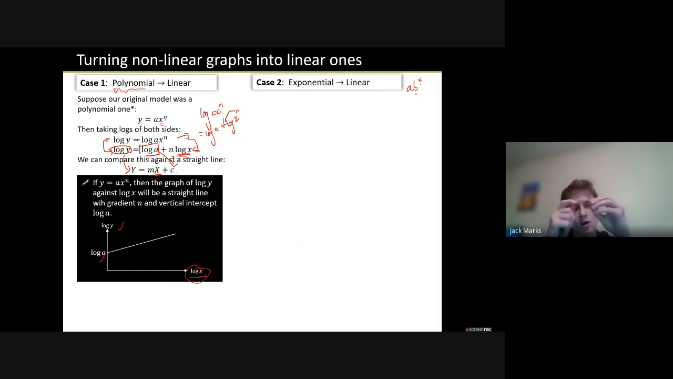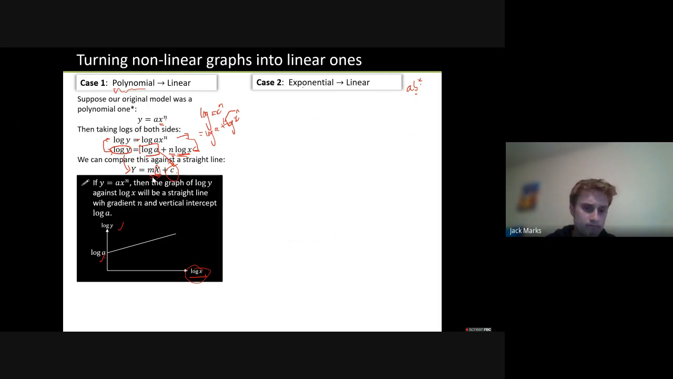So if you take logs for all of these pieces, some of them are just numbers, like log a is just a number. So it fits the form of c. Log x is going to replace x. For your x-axis, you're going to be talking about log x instead of x. And n here is like your coefficient of x. In other words, n is your gradient. So if you had polynomials to the power of 10 or 20 or 30, then you'd have a very big coefficient in front of x, and you'd have a very steep graph.